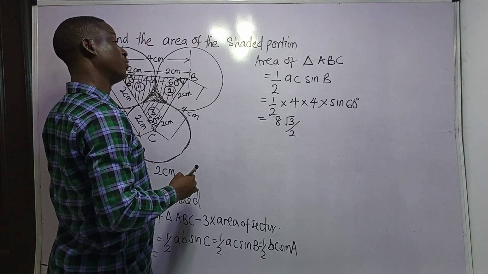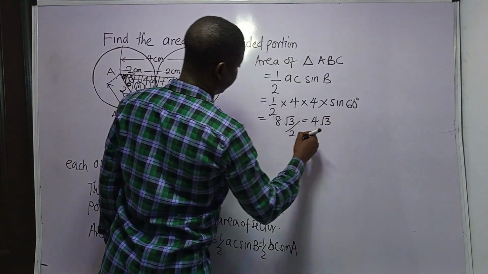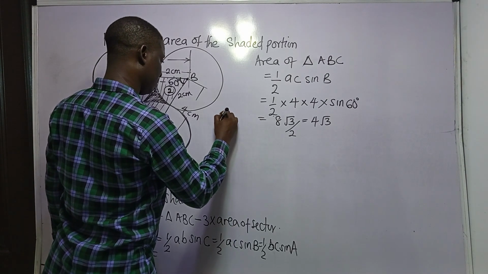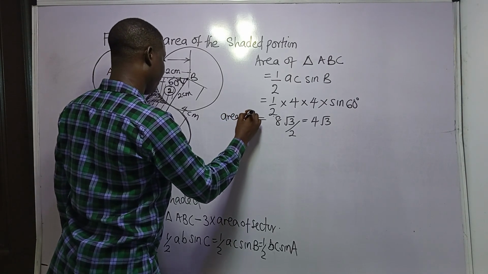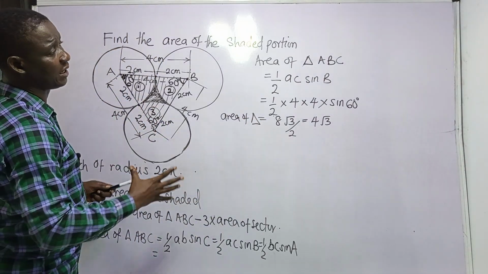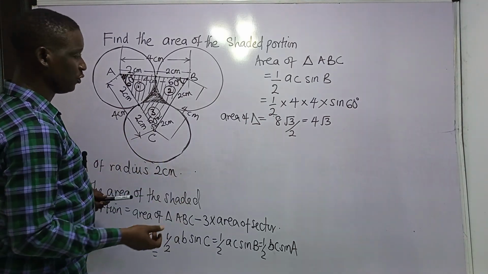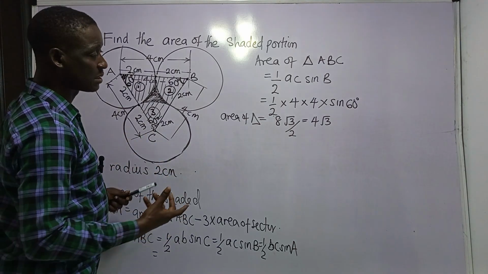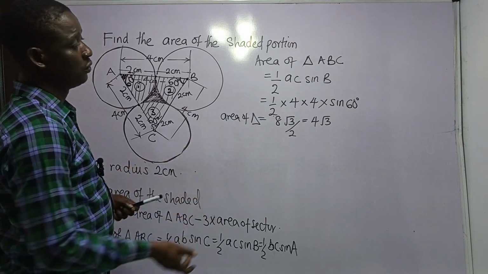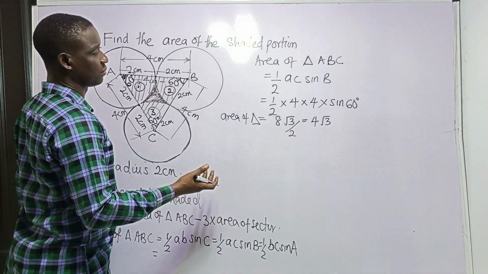Don't forget 16, and sine 60 is root 3 over 2, which gives 4 root 3. That is the area of the triangle. Now, if you want to use Heron's formula, you find your s, that means half the perimeter, then use square root of s into bracket s minus a, s minus b, into bracket s minus c. Then you still have the same answer. So now, I prefer the short method.